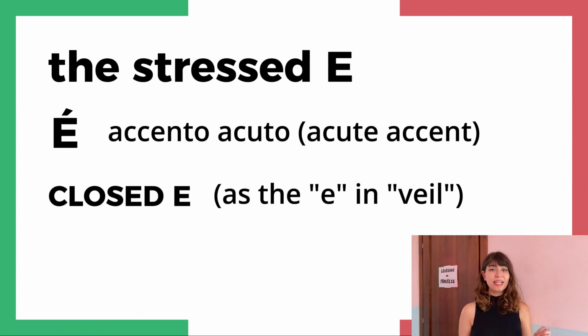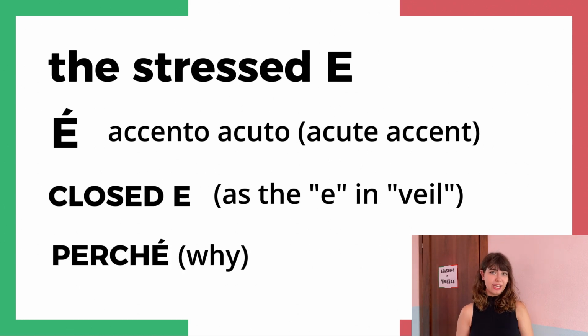For example, let's take the word perché. The word perché has 2 E's. The first E is not stressed, so you know for sure that it's going to be closed. The second E is at the end of the word, so you can see the shape of its accent. And since it's an accento acuto, this one is also going to be pronounced as a closed E. Remember, E as in veil.